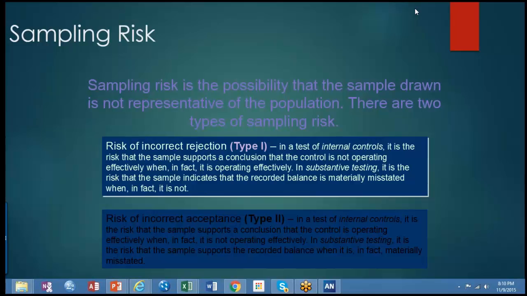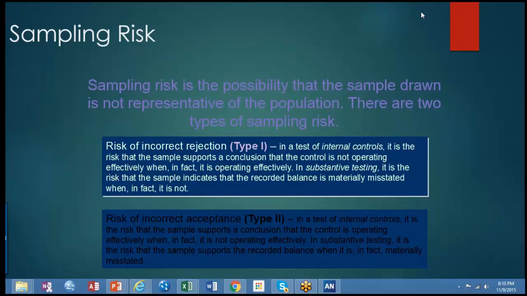So the first risk is what we call the type 1 risk, which is the risk of incorrect rejection. If we're testing internal controls, and we'll talk about internal controls from the attribute perspective, it's the risk that a sample supports the conclusion that the controls are not working effectively when in fact they are working effectively. In substantive procedures, it is the risk that the sample indicates that the recorded balance is materially misstated when in fact it is not materially misstated.